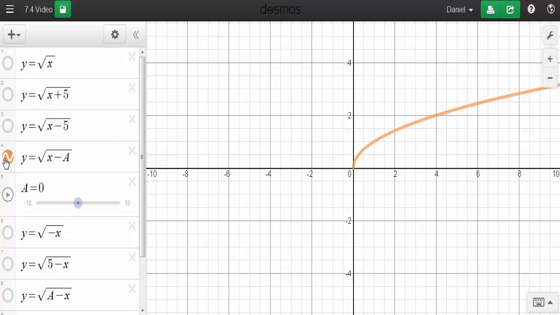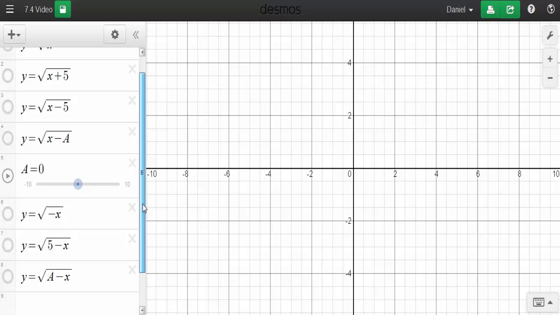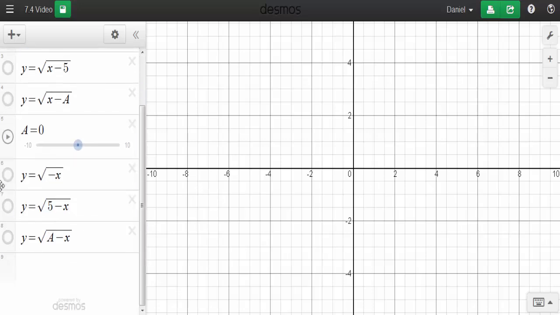All right, so that was just your square root of x minus a, and then you could also look at the graph of the square root of negative x, and what happens there? That actually goes in the opposite direction. Instead of starting at 0 and going up and to the right, it actually goes from negative infinity, all the way to the left, up to 0.